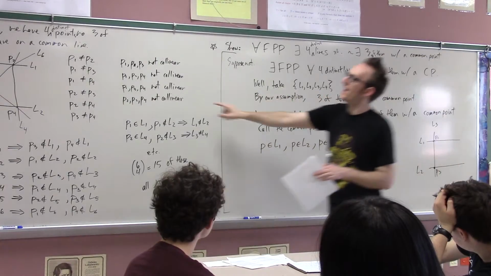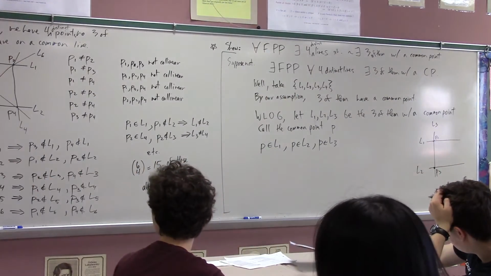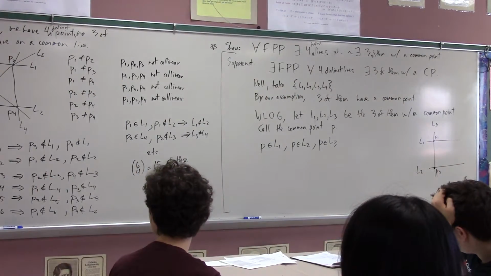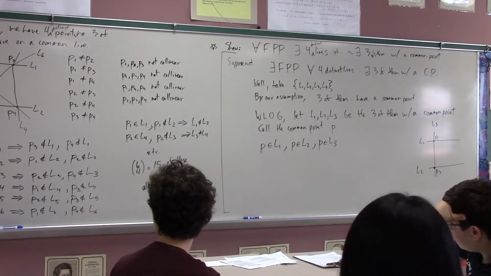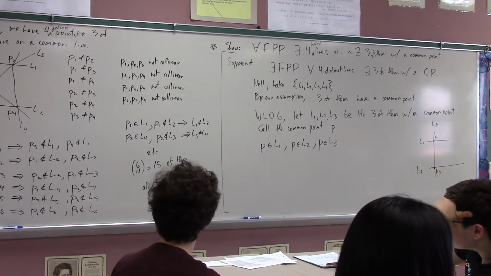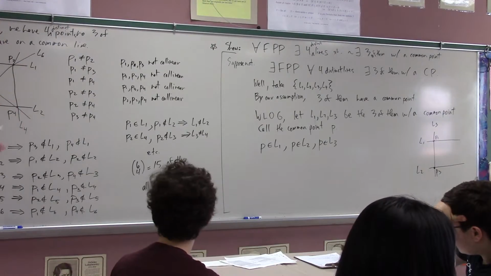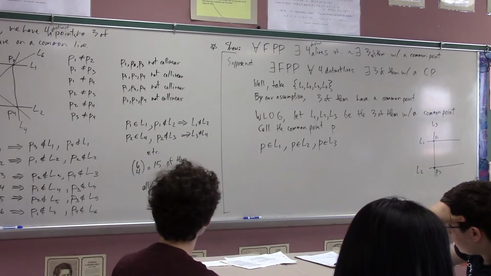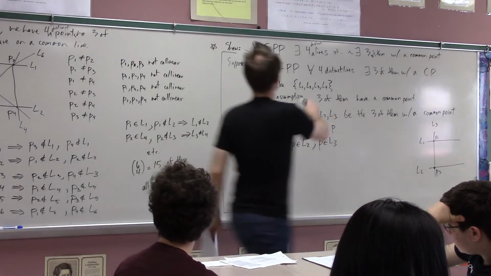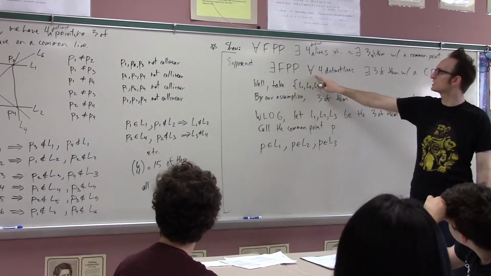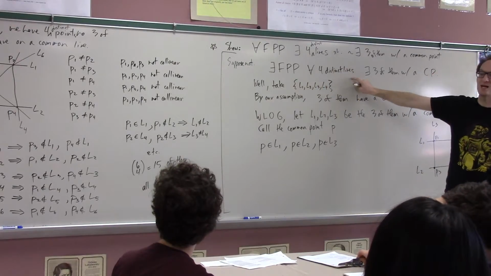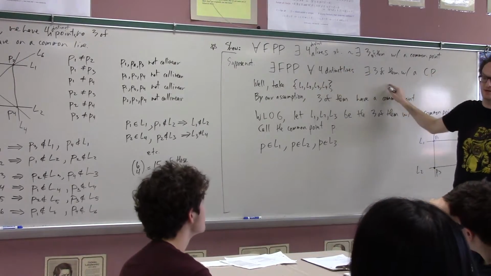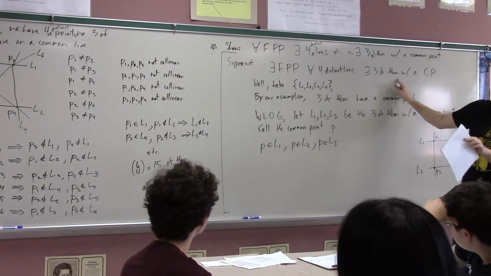So now what I've done is I've invoked FPP3 to populate my model with 4 points. And by FPP1 and 2, there are lines through every 2 points. And by our argument, we've shown that the points and lines have this relationship. My assumption, which I hope is going to lead to a contradiction, says that any time I take any 4 lines, 3 of them have a common point.